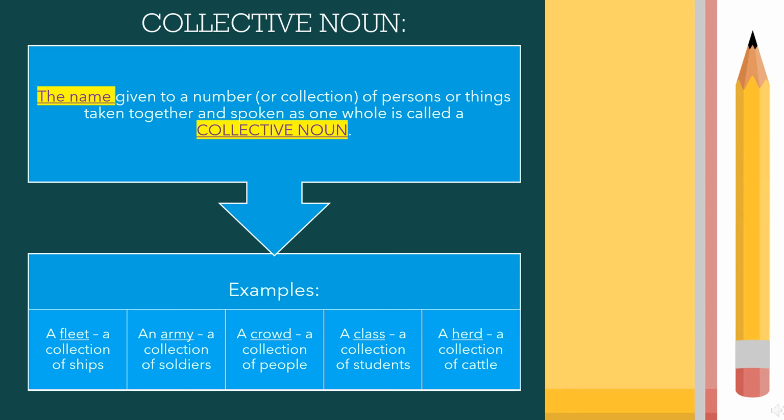Now that we have discussed proper and common noun, the third category would be collective noun. A collective noun is a name given to a number or collection of persons or things taken together and spoken as one whole. For example, a fleet. What is a fleet? A collection of ships. An army, a collection of soldiers. A crowd, a collection of people. A class, a collection of students. A herd, a collection of cattle.